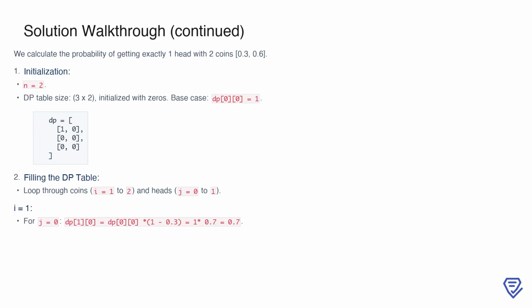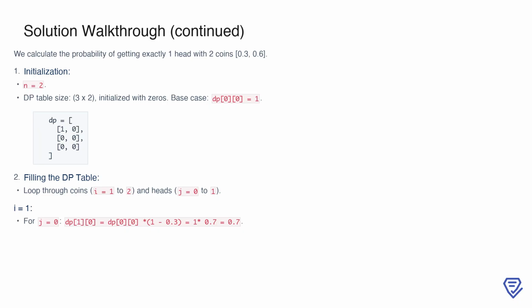First, we initialize a DP table. Since there are 2 coins, the table will have 3 rows and 2 columns. As always, the base case is set with dp[0][0] equals 1, representing 0 heads with 0 coins. All other entries are initially 0.